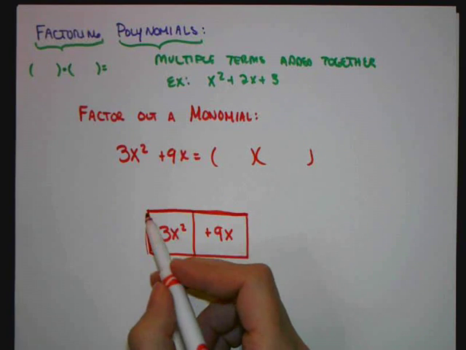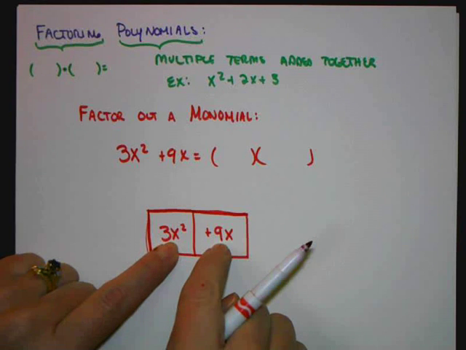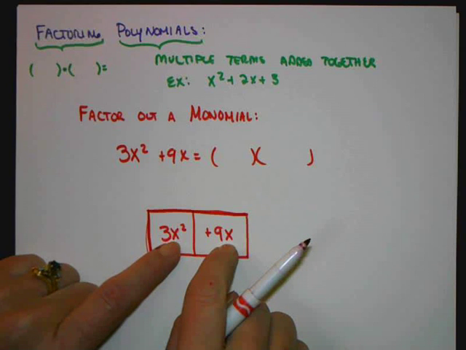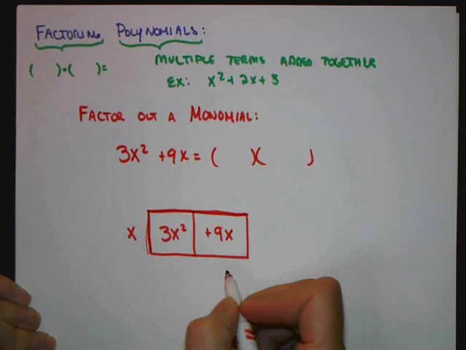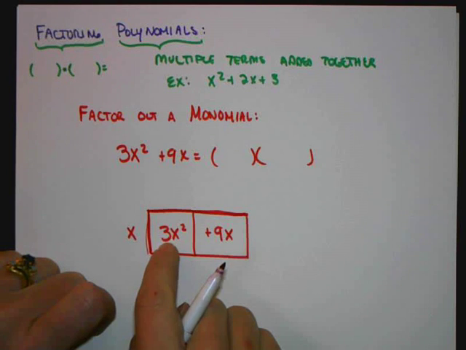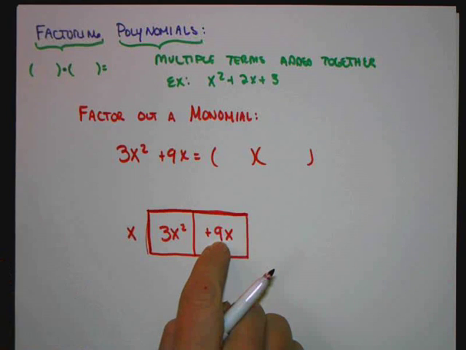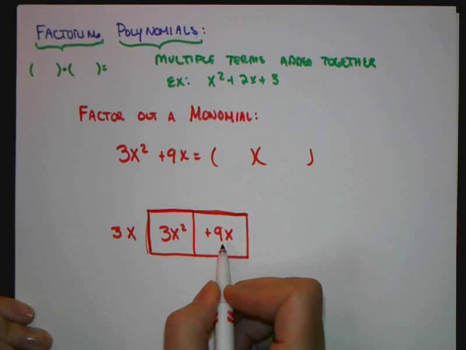So in this case, I'm going to focus on this side first. I'm going to look at these two terms, 3x squared and plus 9x, and ask, do they have any factors in common? Well, I notice that x is a factor in both terms, so I can put an x out here. I also notice that 3 is going to be a factor of both terms. In this case, I can see that there's already a 3, that's one factor of 3x squared. And in this term, I know in my mind that 3 is a factor of 9. So I know that 3 is going to be a factor of both terms.